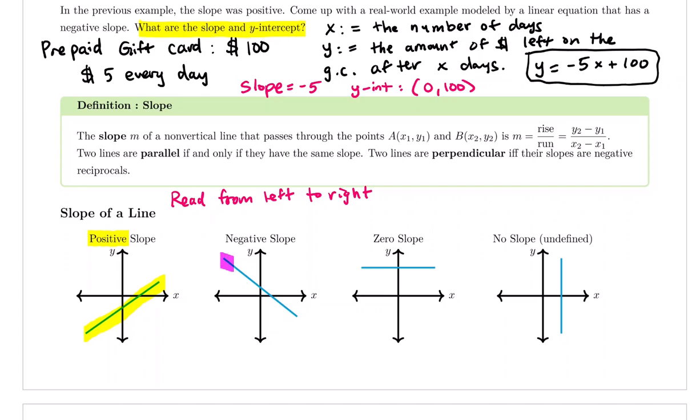Then in this example, if I'm following the roller coaster from left to right, it's going downwards, so it must have a negative slope. If the roller coaster is following a flat path, then it has a slope of 0. And then lastly, if I have a vertical line, there's no slope, or we say the slope is undefined.